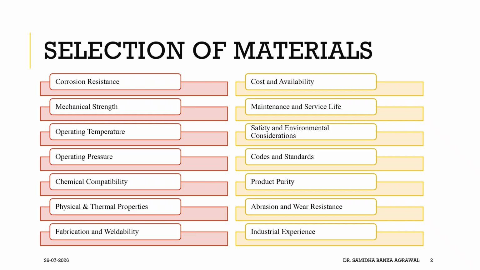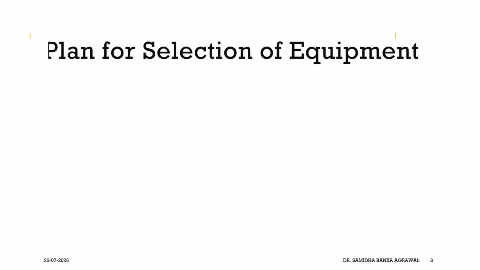Let us take an example over here. A storage tank of hydrochloric acid is generally made of fiber reinforced plastic or rubber lined steel rather than ordinary carbon steel because carbon steel corrodes rapidly in acidic conditions. Similarly, you can think of why stainless steel is preferred for pharmaceutical equipment instead of mild steel. Now, let us understand the various factors engineers consider while selecting materials.